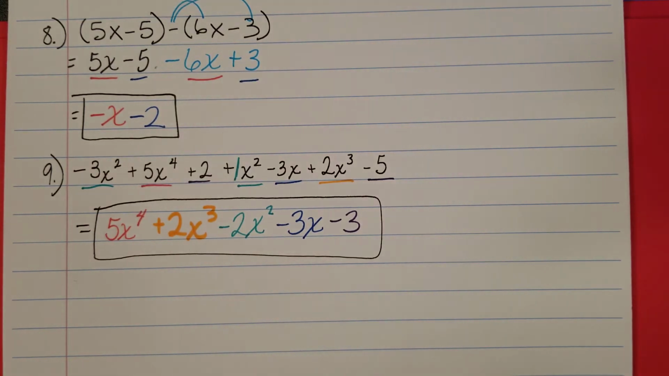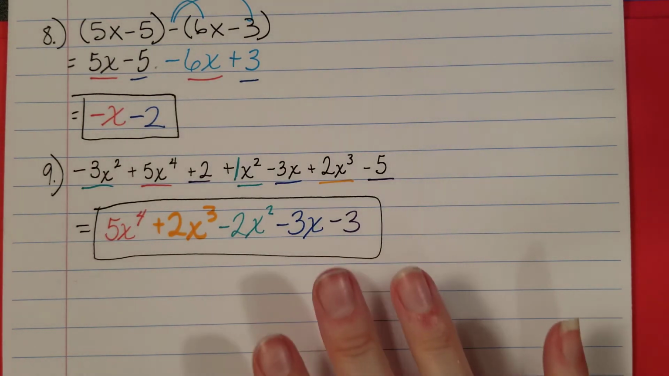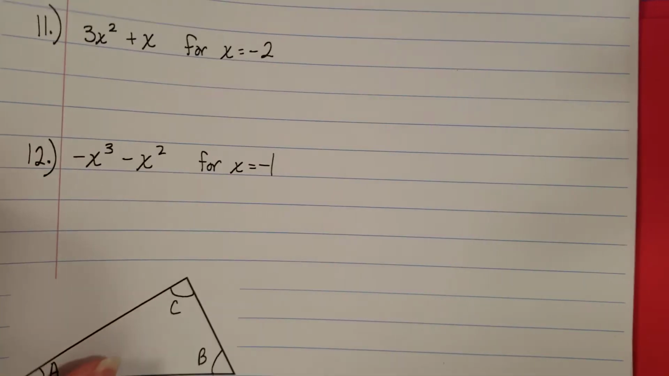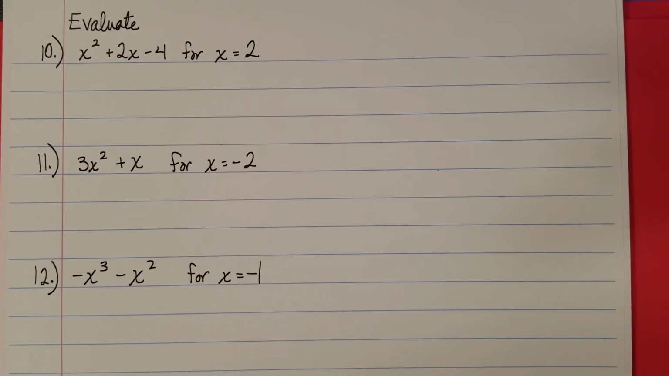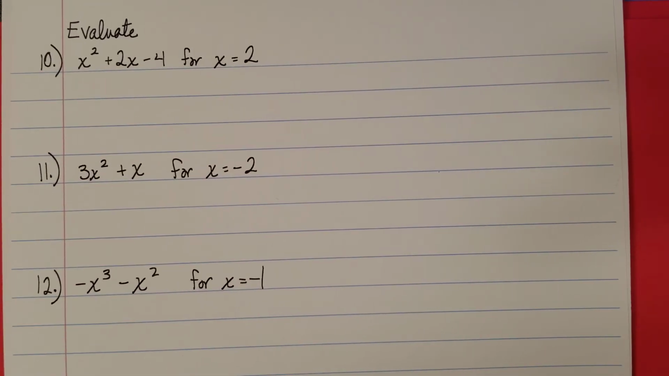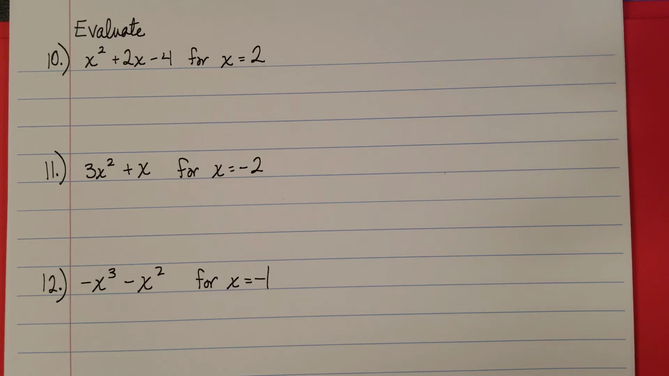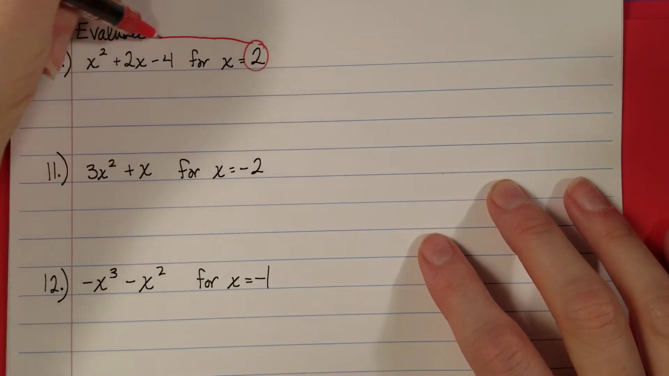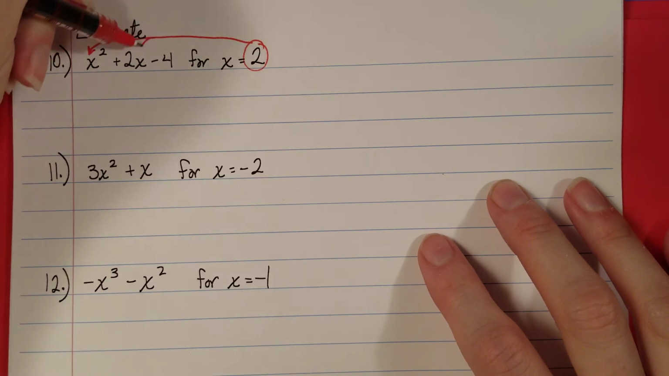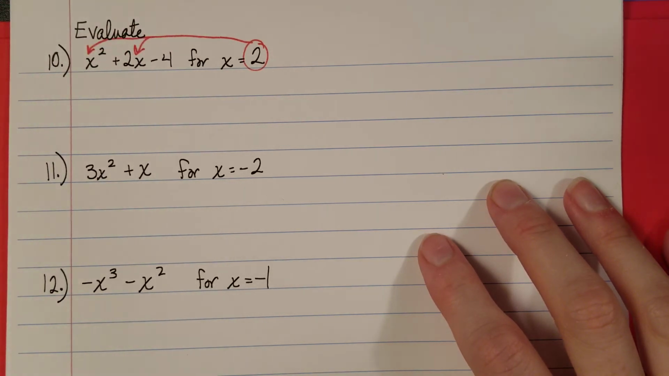Let's see here. Okay, on the next page, we're going to evaluate some polynomial expressions. And again, this is something that we've covered previously in the class. It's nothing real new, honestly. So we're going to evaluate this polynomial x squared plus 2x minus 4 for x equals 2. So that means we're going to take that 2 and plug it in for each of the x's in the polynomial.